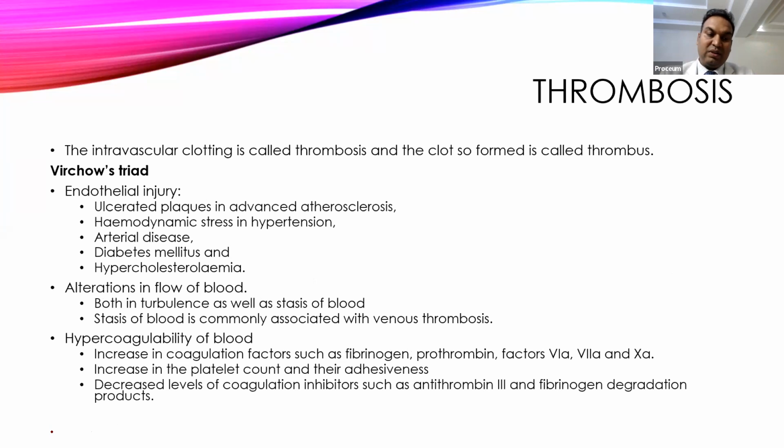Then come to thrombosis. As I said, why doesn't blood clot? Whenever this mechanism is disturbed, blood will clot within the intact blood vessels, which we call intravascular clotting. That mechanism is called thrombosis, and the clot which forms intravascularly is called a thrombus. That's why platelets, which cause a thrombus, are also called thrombocytes. Now, what are the factors which can initiate clot formation within the blood?